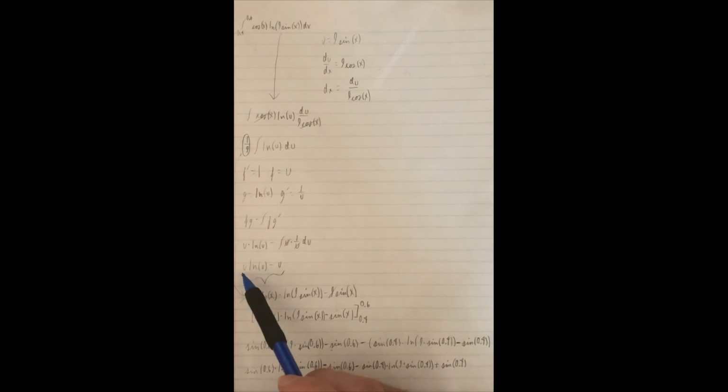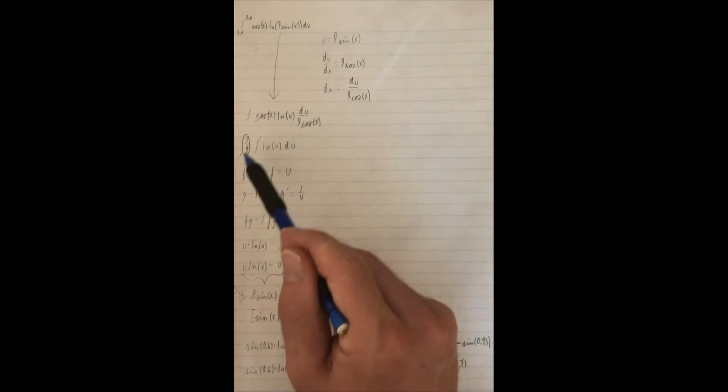Now I have u ln of u minus u, so I can undo the substitution, and I have to keep in mind that I had this 1 over 9 here, so I bring it down, I multiply both terms by 1 over 9, and I undo the substitution for u, so I'm left with just sine of x times ln of 9 sine x, minus sine x, because the 9 here and the 9 here cancel out with the 1 over 9. Then I do the upper and lower bound, so 0.6 and 0.4 for this expression, and I'm left with this long equation. So that's it.